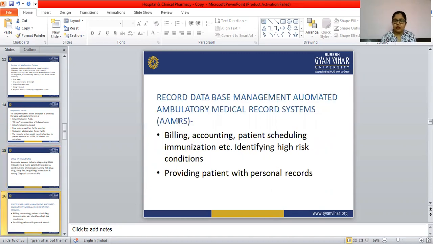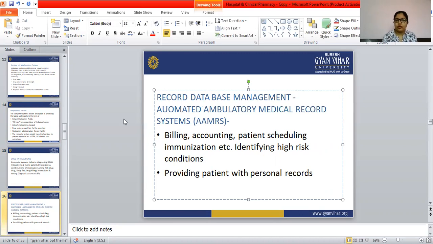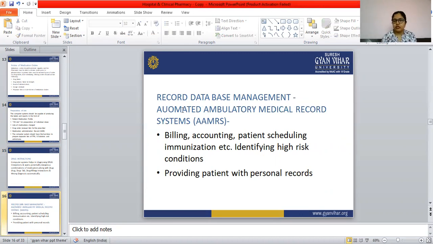Next is record database management, the automated ambulatory medical record system, that is AAMRS. The computer can maintain the record database and manage the databases. So there is a system known as AAMRS, that is, the automated ambulatory medical record system.